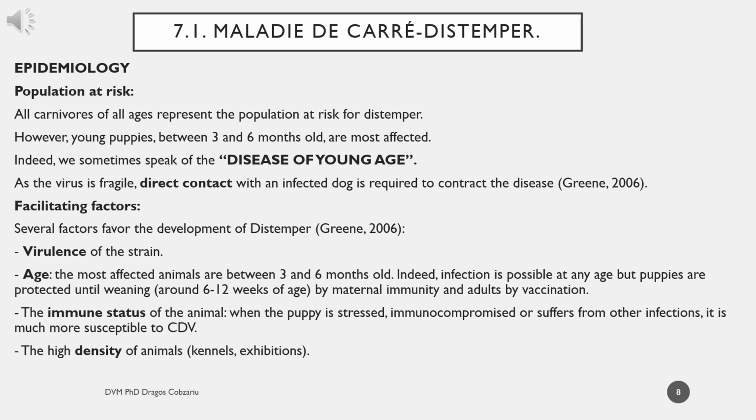Facilitating factors. Several factors favor the development of distemper. Virulence of the strain. Age. The most affected animals are between 3 and 6 months old. Indeed, infection is possible at any age, but puppies are protected until weaning, around 6 to 12 weeks of age, by maternal immunity and adults by vaccination. The immune status of the animal. When the puppy is stressed, immunocompromised or suffers from other infections, it is much more susceptible to CDV. The high density of animals, kennels, exhibitions.